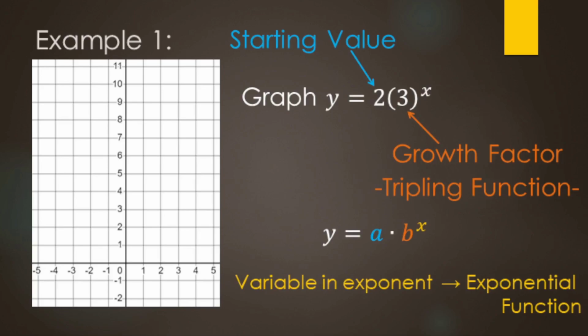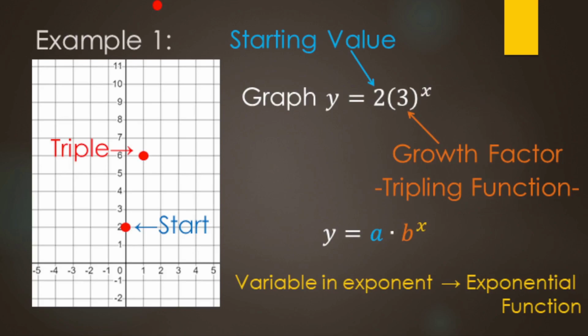Okay, so now when we go to graph it, we start at that starting value, the y-intercept, so that's a 2, boom, right there. And then when we go over from there to the right 1x, we're going to triple that number. So 2 tripled makes 6. And then tripled again is going to make 18, which is all the way off the graph there, okay? So it's a tripling function.